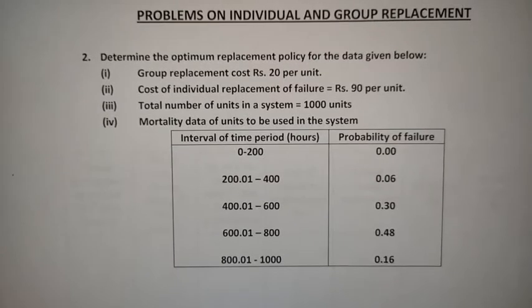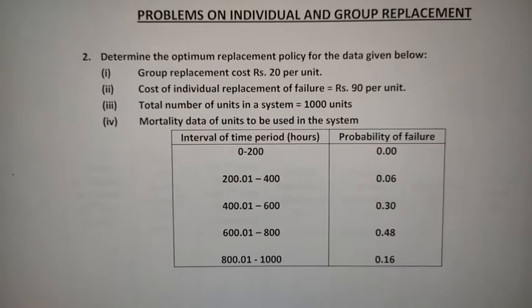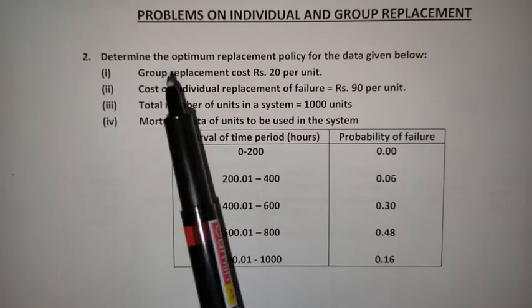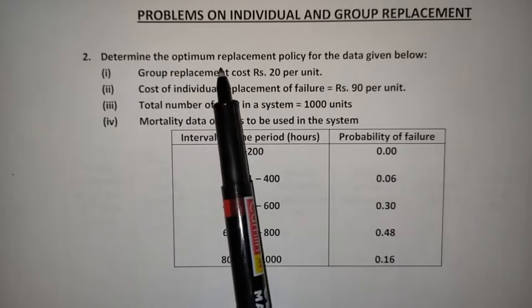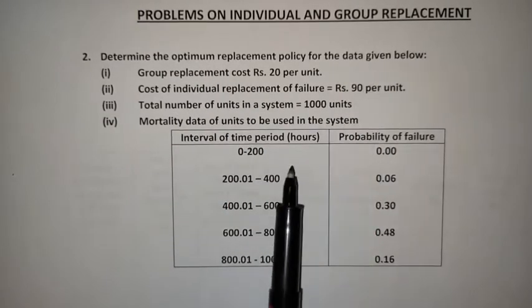Hi everyone. In the previous class we have seen a problem on individual and group replacement. Now let us solve one more problem in that model. So here the data is given as: determine the optimum replacement policy for the data given below.